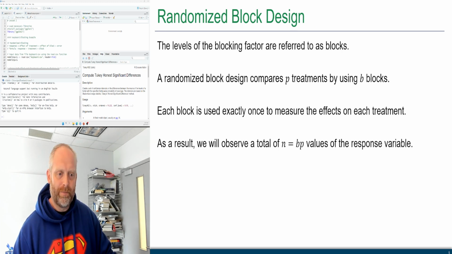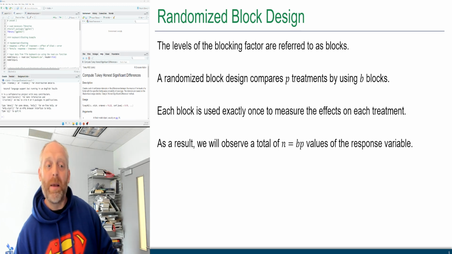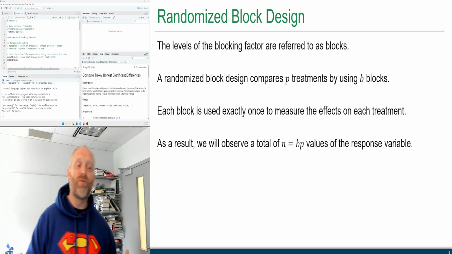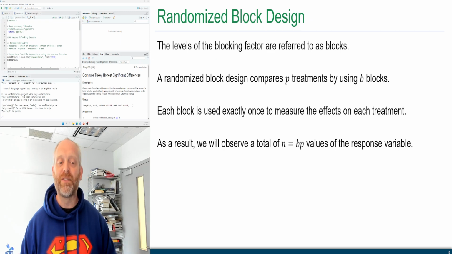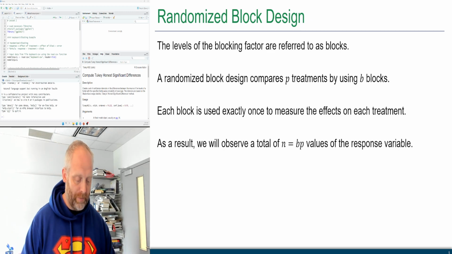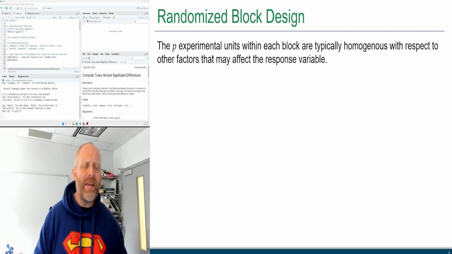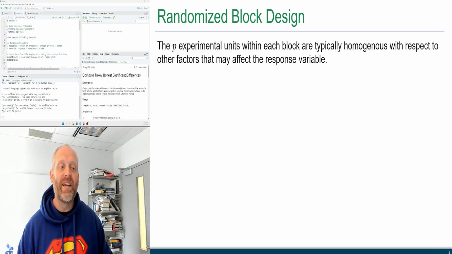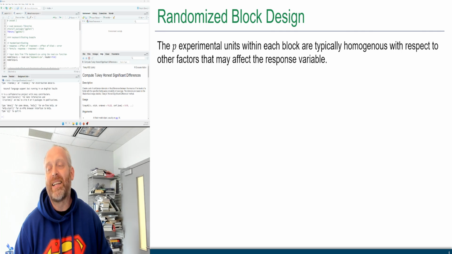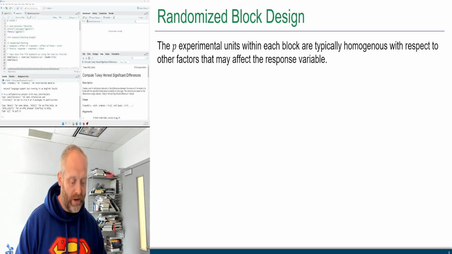So as a result, the total number of observations that we are going to see at the end is, if there are B blocks and each block contains P different treatments, B times P is equal to N, the number of outcomes we are going to get for the response variable once we initiate this experiment. All right, so the P experimental units within each block are typically homogeneous with respect to other factors that may affect the response variable. And that's the key part: if we are using multiple ones in there, we want to be able to not add any additional bias that we don't want or that we can't measure.